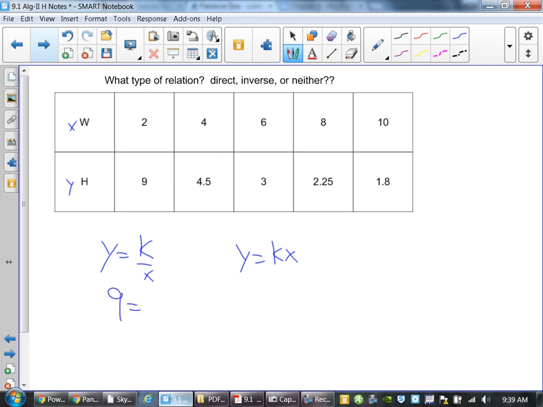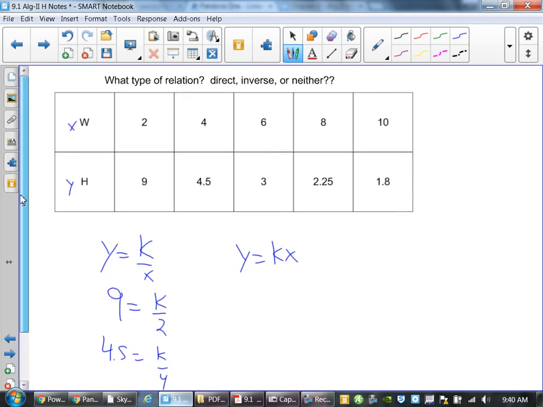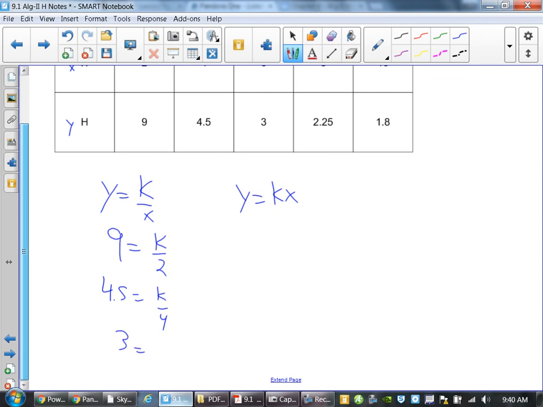Does 9 equal k divided by 2? Does 4.5 equal k divided by 4? Does 3 equal k divided by 6? And so on and so on. What we're trying to do here is see if there is a constant value that's being used each time. So what I'm doing is I'm going to solve each one of those one-step equations for k to see if it's the same thing. So how do you solve for k when 9 equals k over 2?